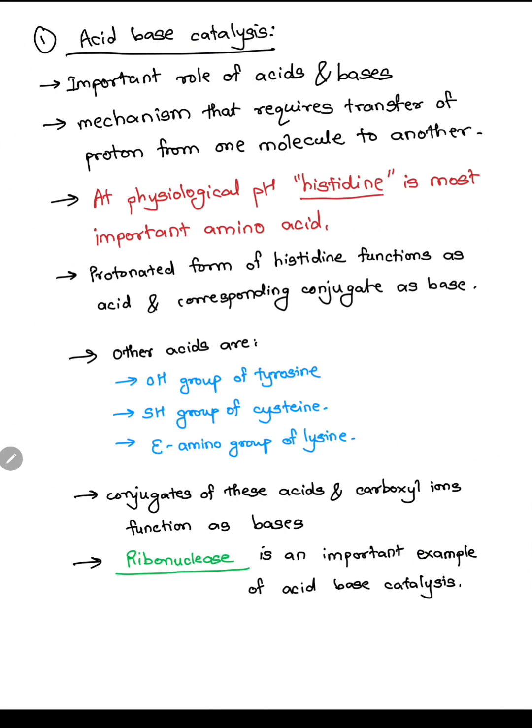Important role of acids and bases. Mechanism that requires transfer of proton from one molecule to another. At physiological pH, histidine is the most important amino acid. The protonated form of histidine functions as an acid and the corresponding conjugate as a base.